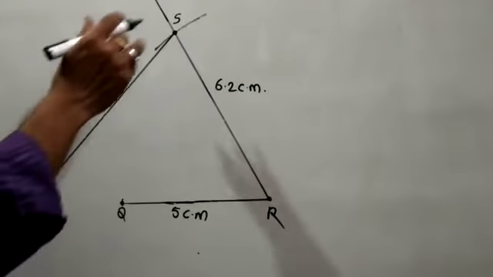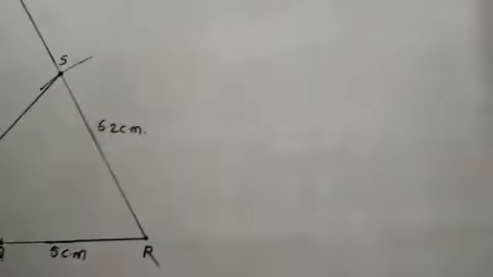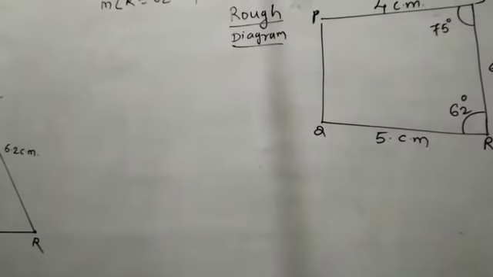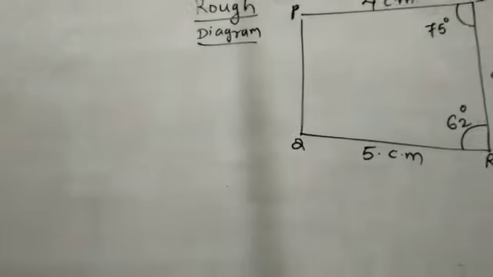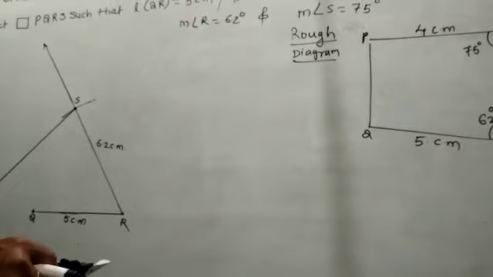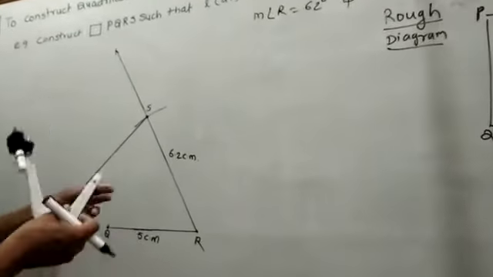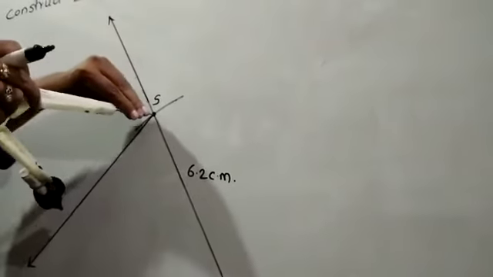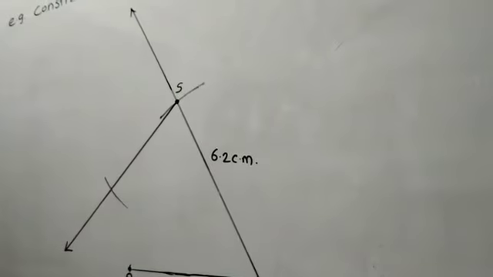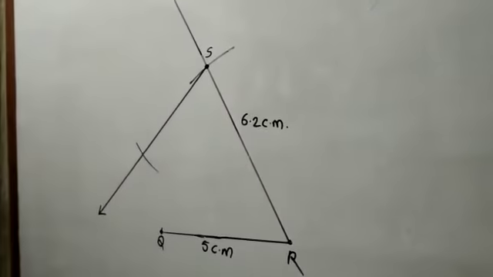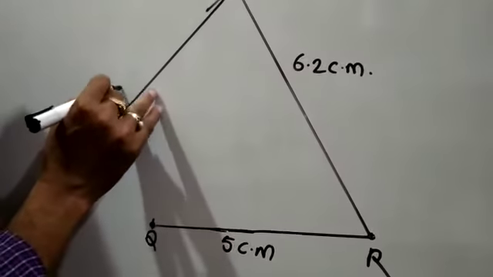After that, from S you have to mark the point P. For that you have to take the distance of 4 centimeter in the compass like this. This is the distance of 4 centimeter. Keep the pointer on S, and make the arc like this. And once you make the arc, this point is called point P.